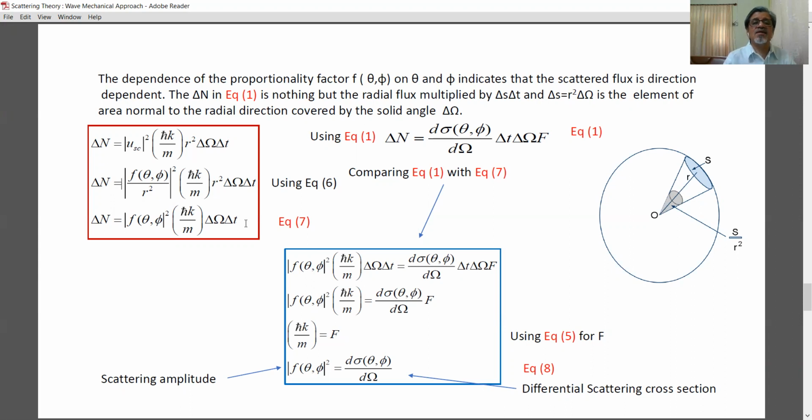And we have already derived a similar type of equation, that is equation number 1. That is the number of particles delta n, with a proportionality factor, that is the differential scattering cross section d sigma theta phi by d omega, delta t delta omega. Now both of these should be equal to each other.